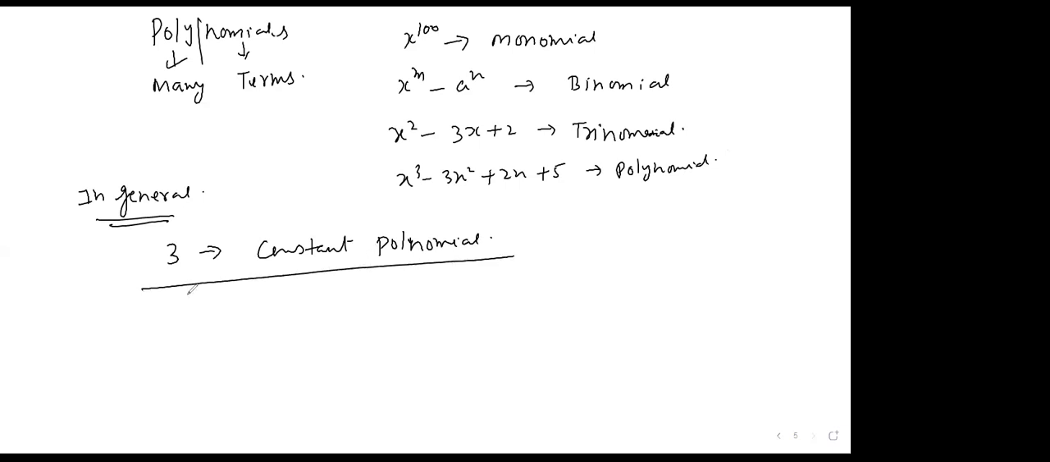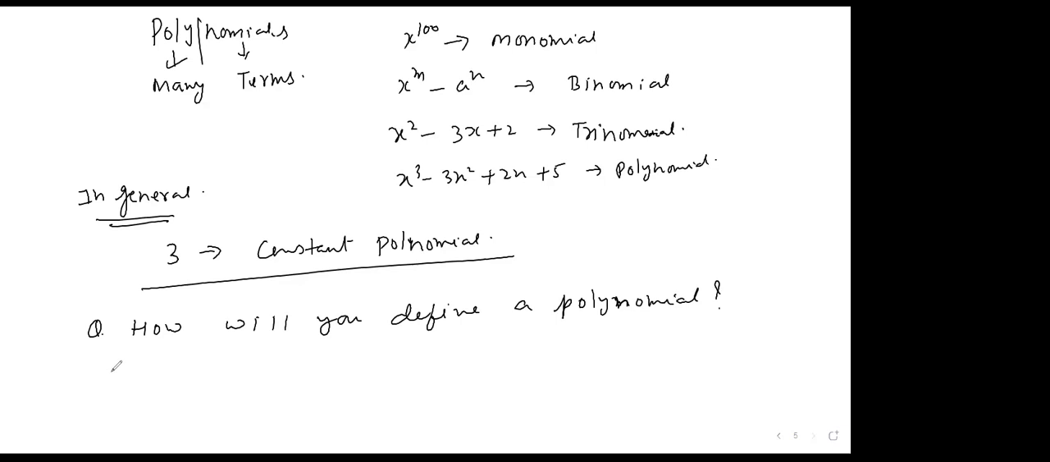So how will you define a polynomial? What is polynomial? Can you explain? It's an equation or an expression with many terms, multiple terms. Yes, up to some extent you are correct.